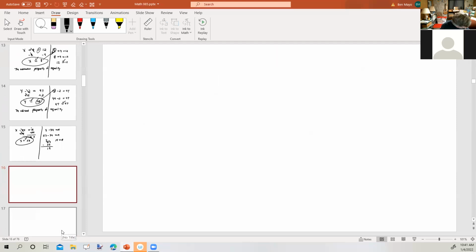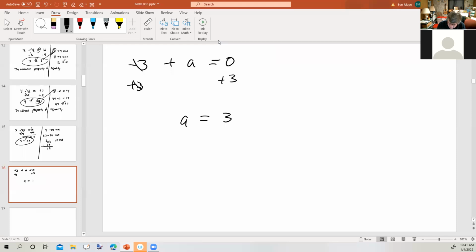Let's see here. How about this one? This says -3 plus a equals 0. So I have a -3 plus a, so I'm going to add 3 to both sides. -3 plus a positive 3 is 0. 0 plus a is a. 0 plus 3 is 3. So a equals 3 is the proposed solution.